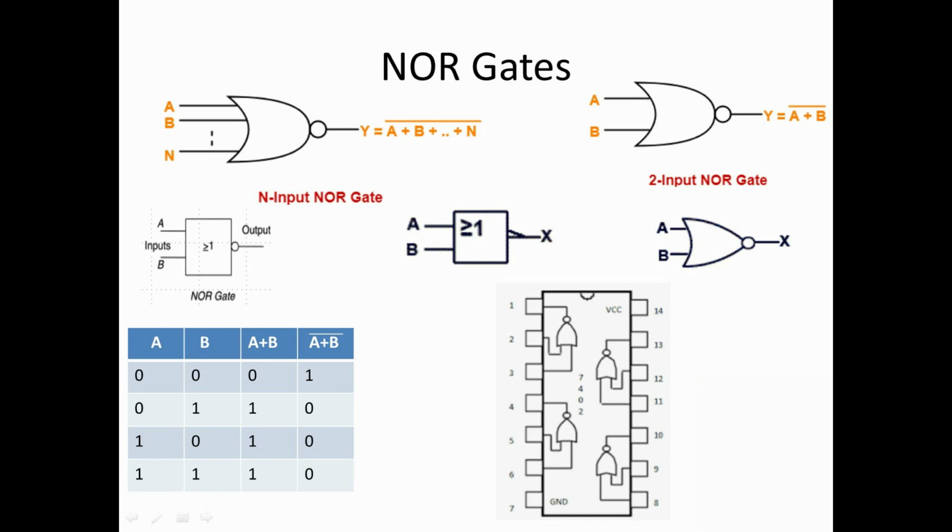In IC version, the IC number is 7402, that is the quad 2-input NOR gates. It consists of 4 NOR gates.